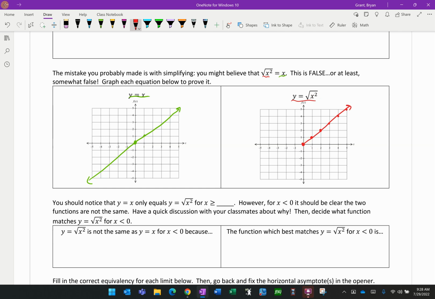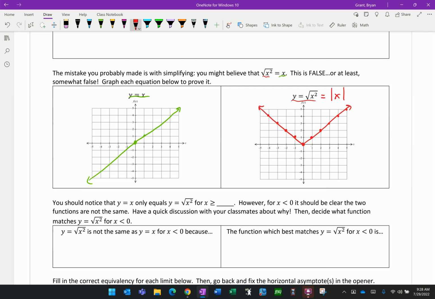But then check out the left. When we substitute in negative 1, squared is positive 1. And the square root of positive 1 is 1. Negative 2 squared is 4. Square root of 4 is 2. And what you'll notice ends up happening here is we end up with this graph, which is a graph you've seen before. This is actually equal to the absolute value of x.